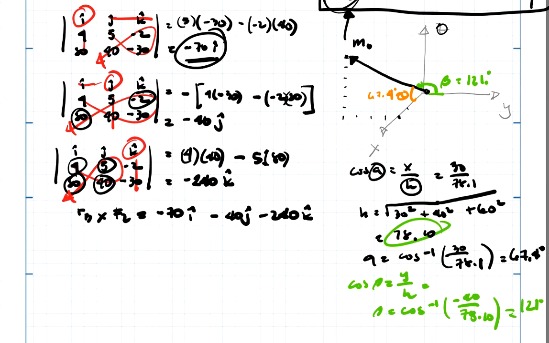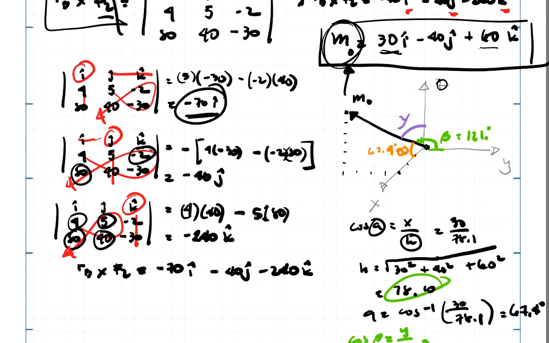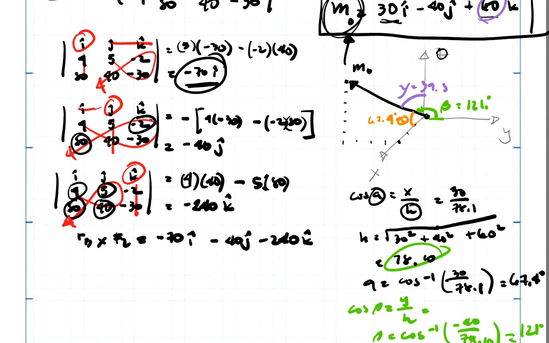Okay, and lastly, for the value of this one, let us call this gamma. Same process to get the value of our gamma: gamma is equal to cosine inverse of k all over h. So our k is 60, 60 all over h, which is 78.10. This is equal to 39.8 degrees.